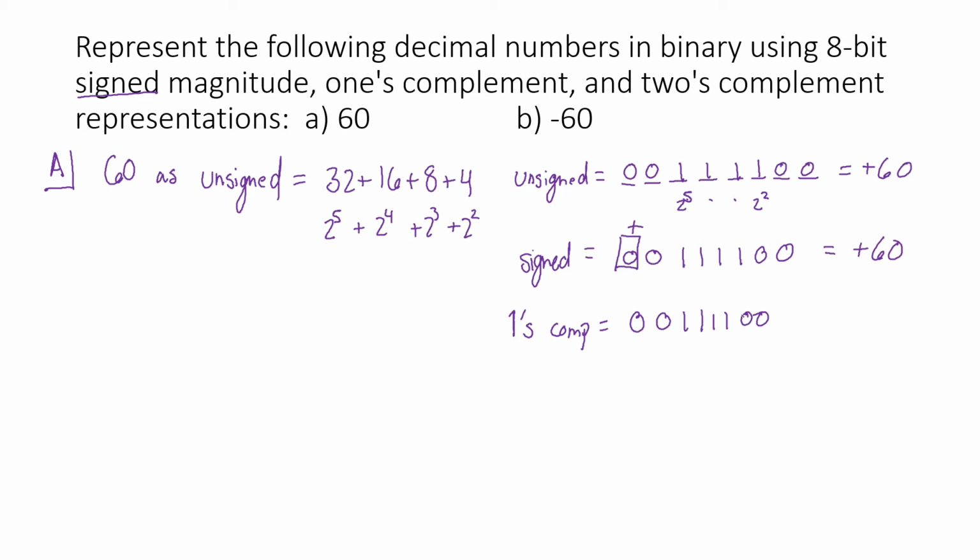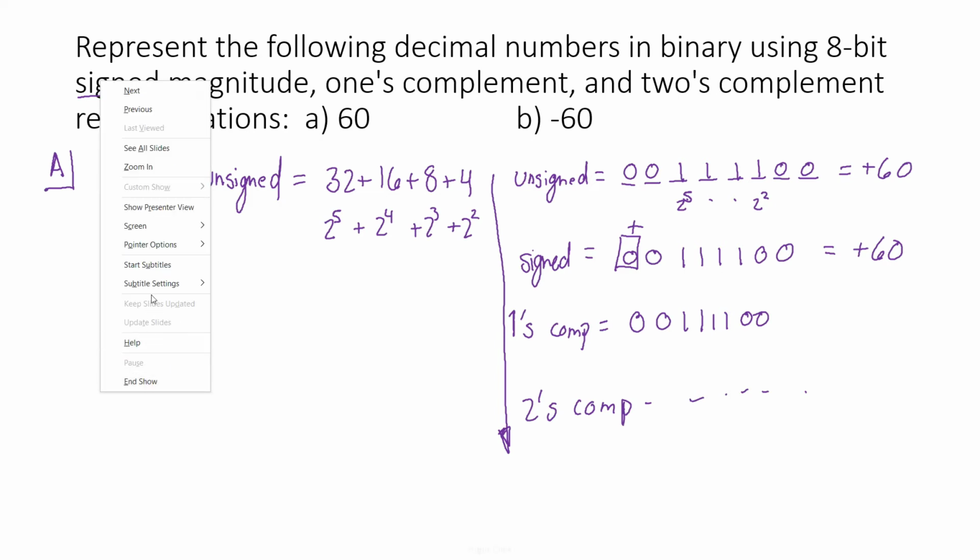1's complement, sign magnitude, and 2's complement representations are all different ways to represent negative numbers, but positive numbers will be exactly the same in every single form. So two's complement will be exactly the same. So plus 60 is the same in unsigned, signed, one's complement, and two's complement. They're all the same. So now we get to negative 60. This is where it differs.